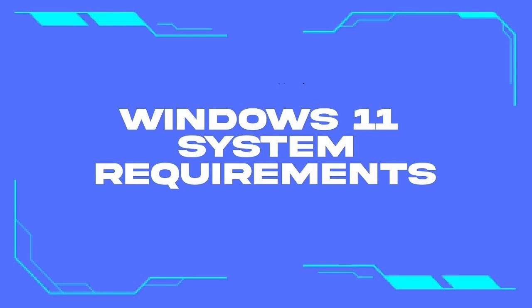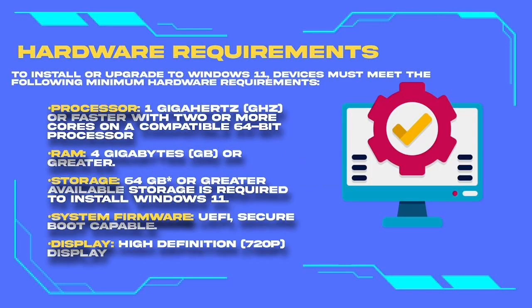So in this part, this is Windows 11 system requirements. Then, ano-ano nga ba ang hardware requirements ng Windows 11? First, to install or upgrade to Windows 11, your device must meet the following minimum hardware requirements. First, processor. Your device must be 1 GHz or faster with 2 or more cores on a compatible 64-bit processor or system on a chip.